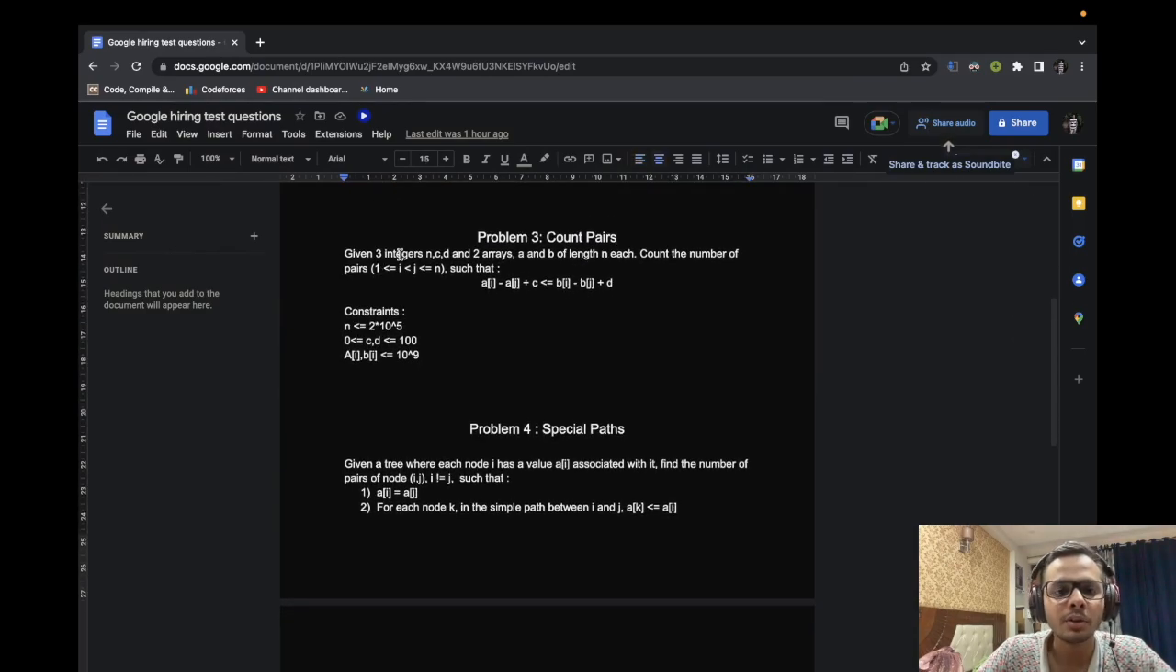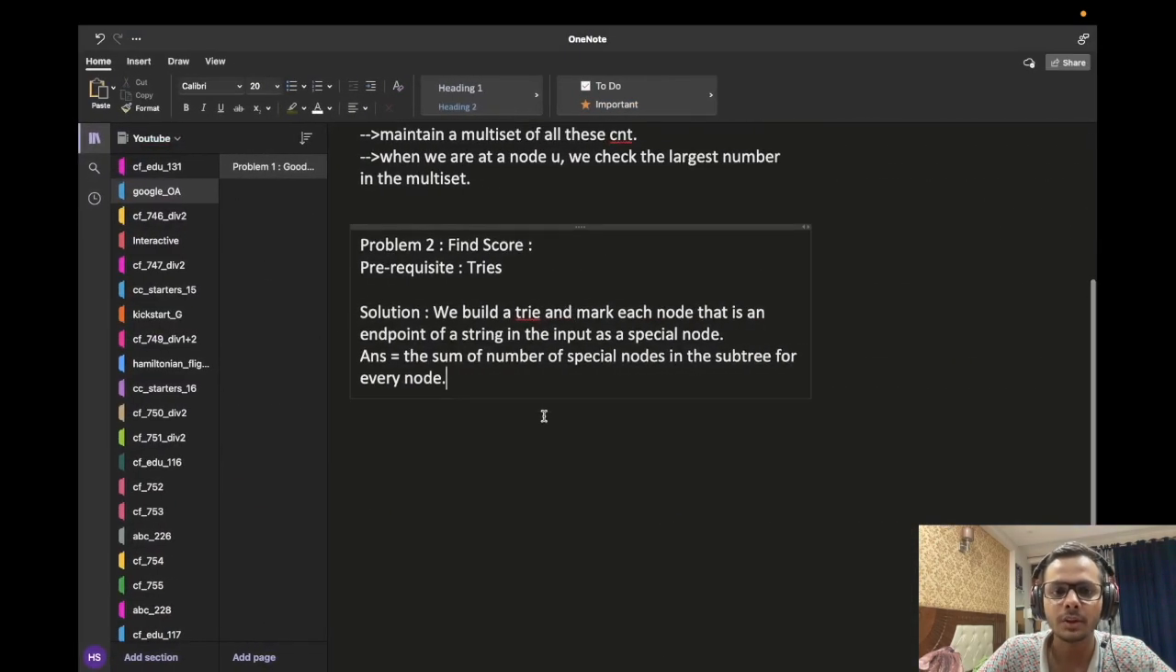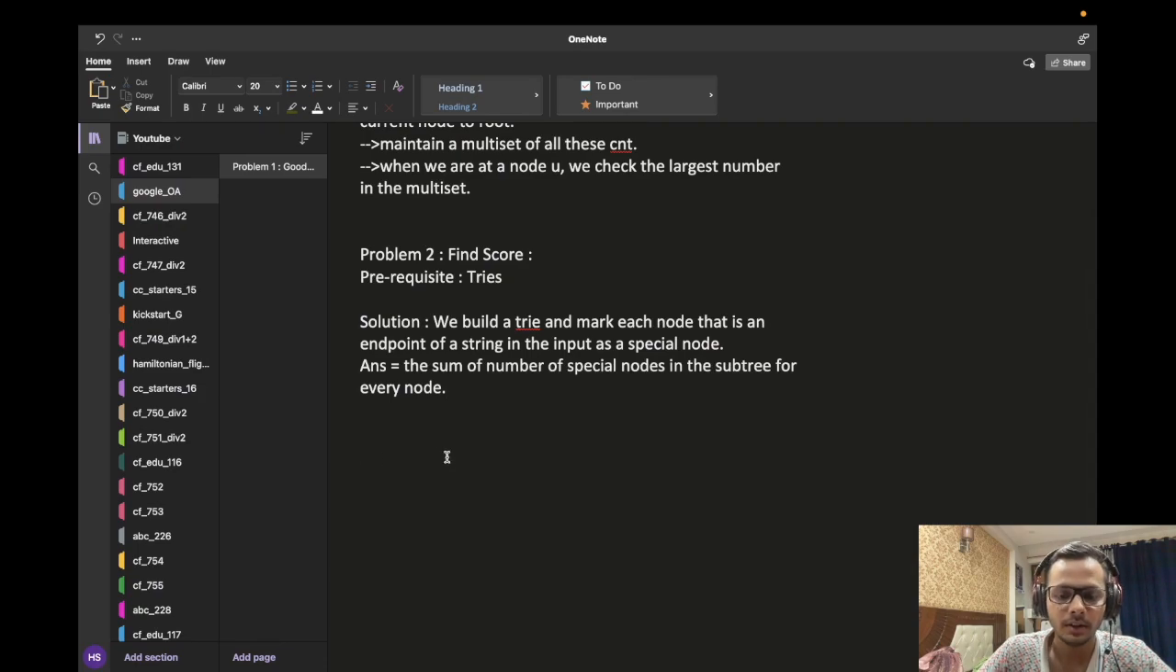So let's see. We have three integers n, c, d, and we have two arrays a and b of length n each, and we need to count the number of pairs i less than j, such that a_i minus a_j plus c is less than or equal to b_i minus b_j plus d. Right, and the constraints as always are n is up to 2 times 10 to the 5, c and d are up to 100, although I don't see why that is relevant, and a_i and b_i are up to 10 to the 9. Okay, so yeah, this is the third problem, and let's see how to solve it.